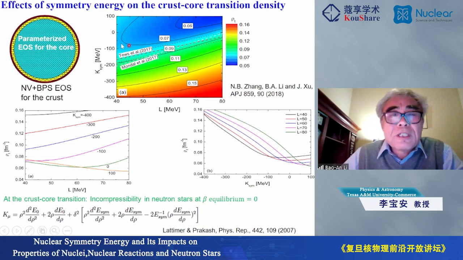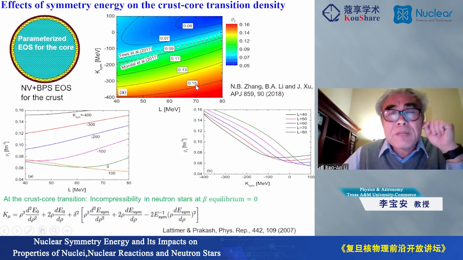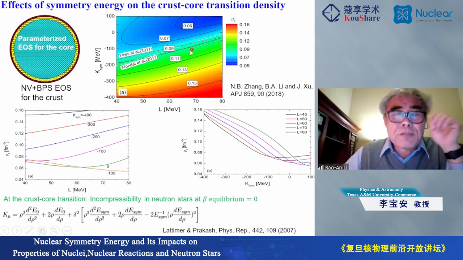So if you look at the contour plot of the transition density in the plane of curvature and slope of symmetry energy, you see the transition density from 0.15, very close to the saturation density of symmetric matter, to about 0.09 or 0.07 or so. This is the region where many predictions using Skyrme-Hartree-Fock or relativistic mean field models have given you transition density in this area.